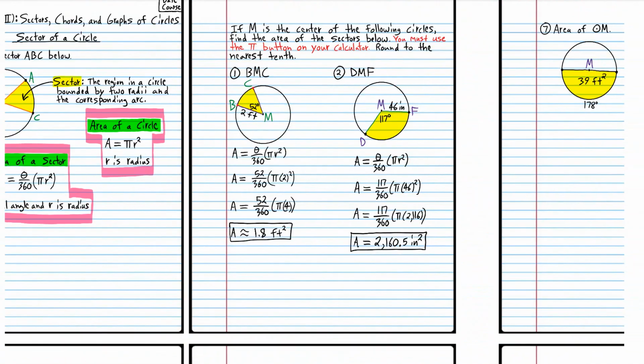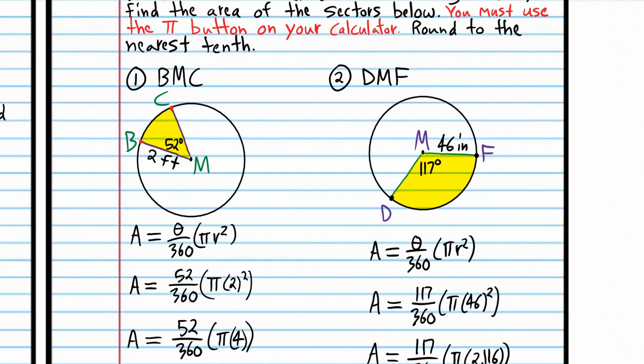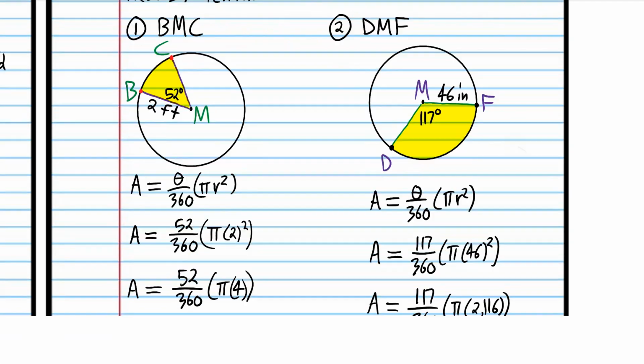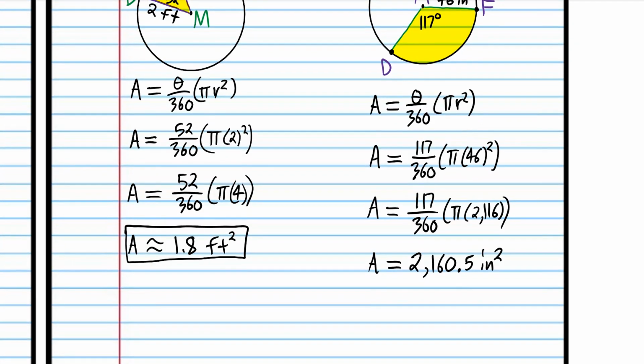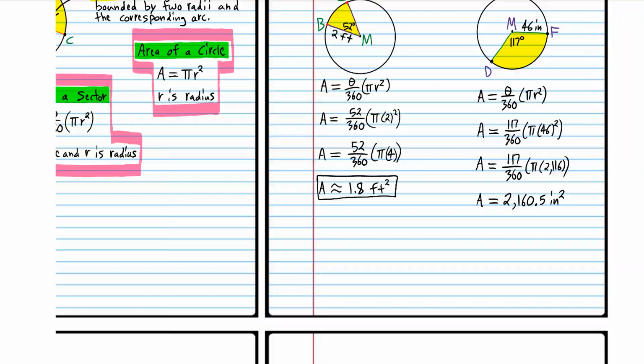And there you go. So again, in case you're wondering, we're just finding the area of these sectors. So we found the area of that sector, and we found the area of this sector. That's the yellow part. All right, let's do a couple more of these problems before you try some on your own.